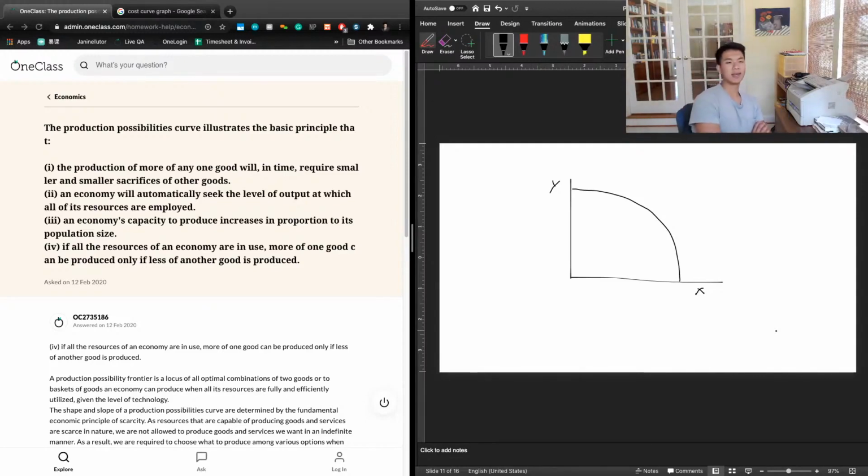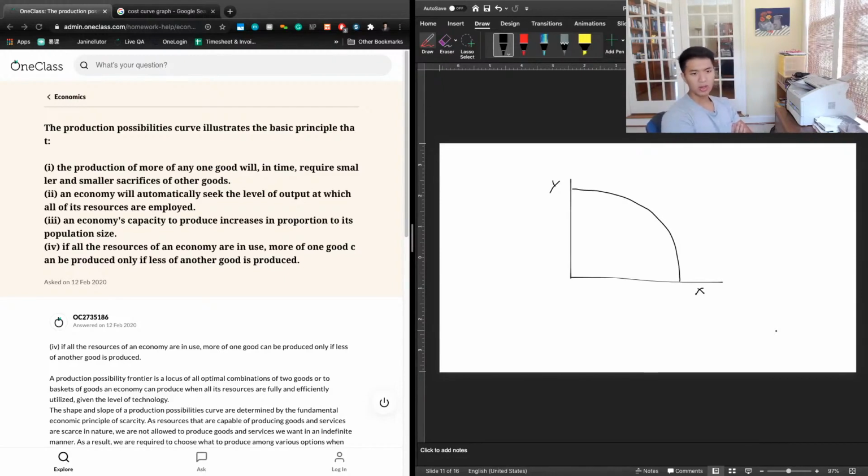Option 3 says an economy's capacity to produce increases in proportion to its population size. We know that if population size increases, the PPF would likely expand, but it's not clear that the economic expansion is proportional to population size. This is also not one of the basic principles illustrated by the production possibilities curve. The basic principle is this idea of trade-offs, so 3 is not going to be the best answer either.